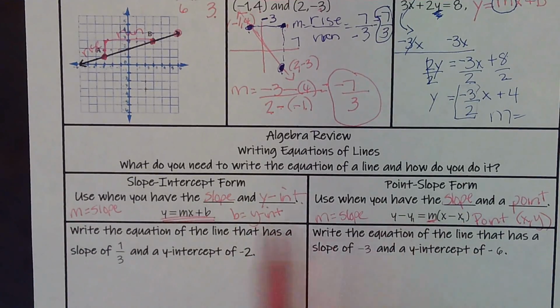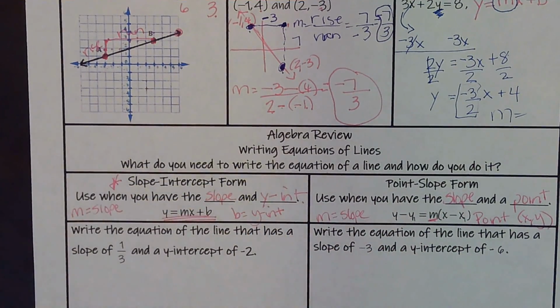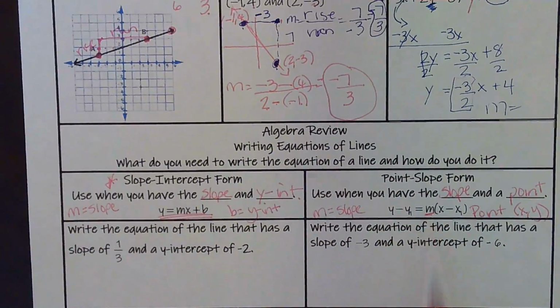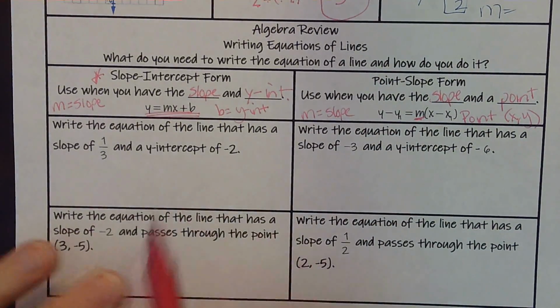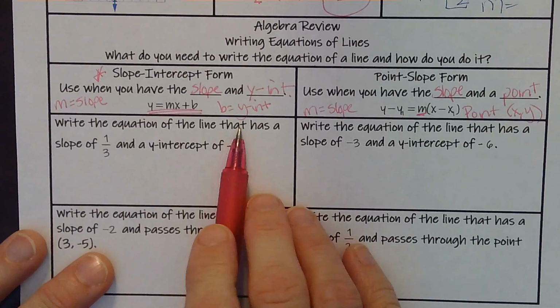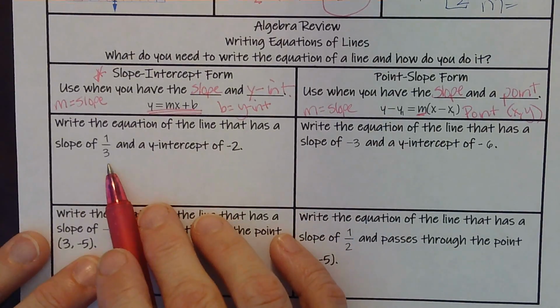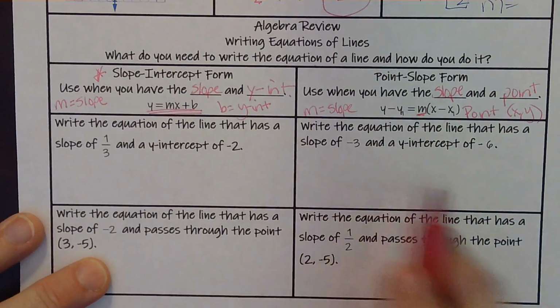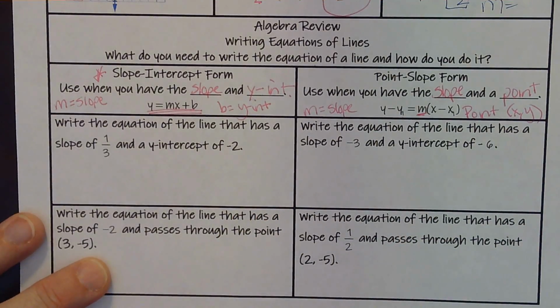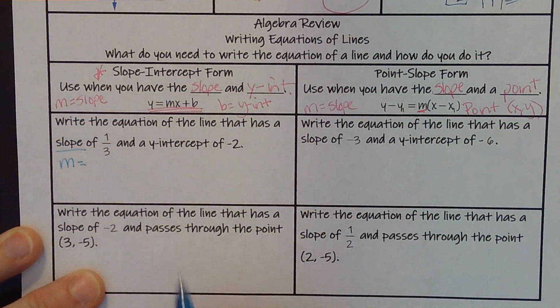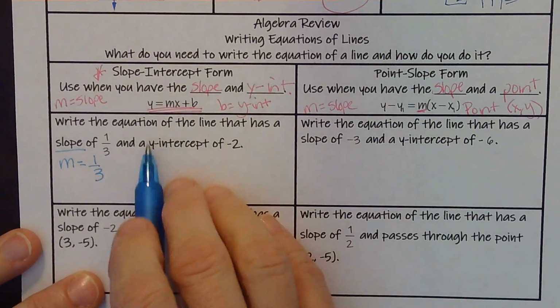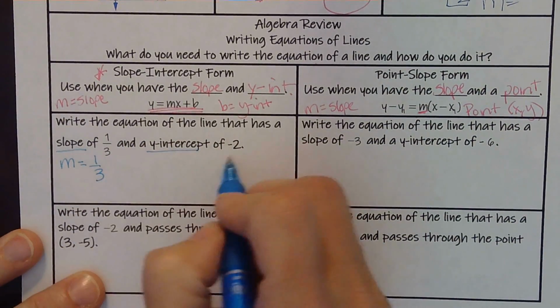So there's two different versions. The slope-intercept form is the one that you more than likely spent the most time with in Algebra 1. But we're going to actually use this form as well because it is a very useful form also. So here we go. I want us to write the equation of a line that has a slope of 1/3 and a y-intercept of -2. So let's think about what we've been given. We know the slope, m, is 1/3, and I know that the y-intercept is -2.